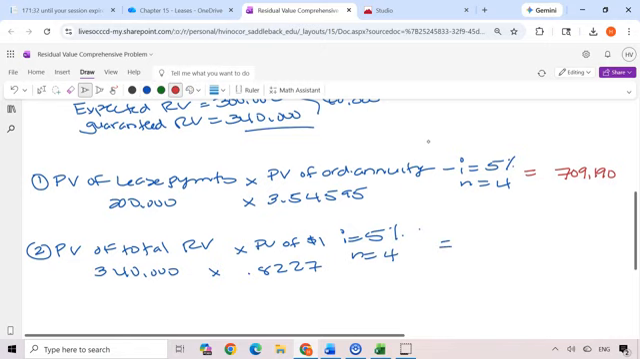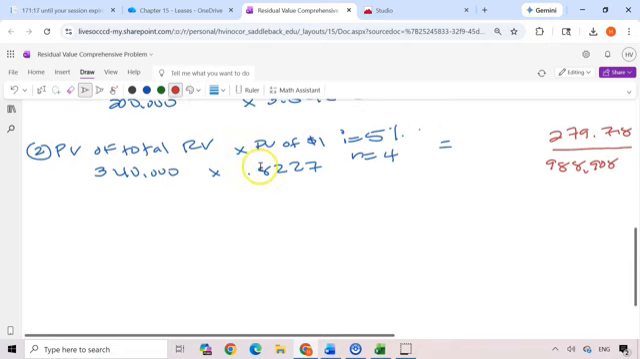So hopefully you know by now how to use the factor tables. If you don't, there are going to be some videos posted about how to do that from a previous chapter. But the 340 times the 0.8227 is $279,718. And the total for those two is $988,908. Okay, so now I can start booking my receivable.